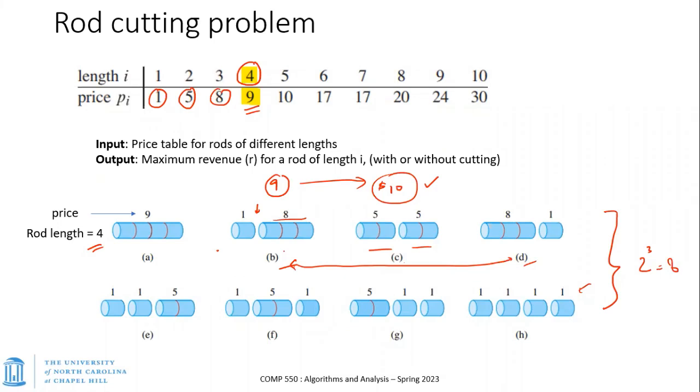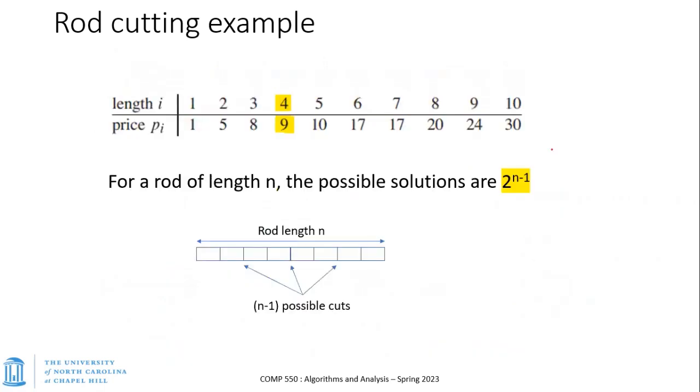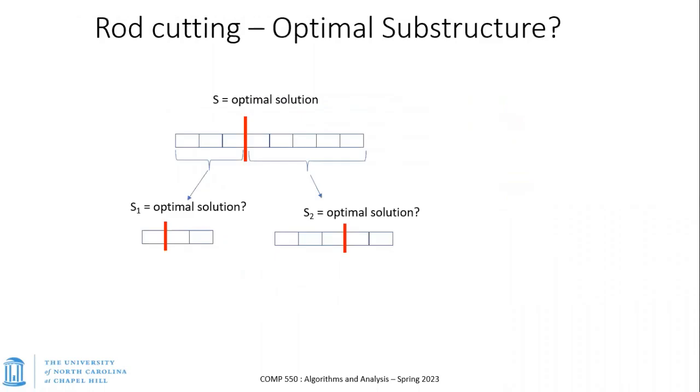In order to be able to apply dynamic programming to this, we first need to see whether it has those 2 nice properties, which is optimal substructure to start with. In this particular case, as I said, this would be the optimal solution, which would be to cut it up into 2 small pieces. And we've already addressed that the possible solution size is of the order of 2 to the power n. So does it have an optimal substructure?